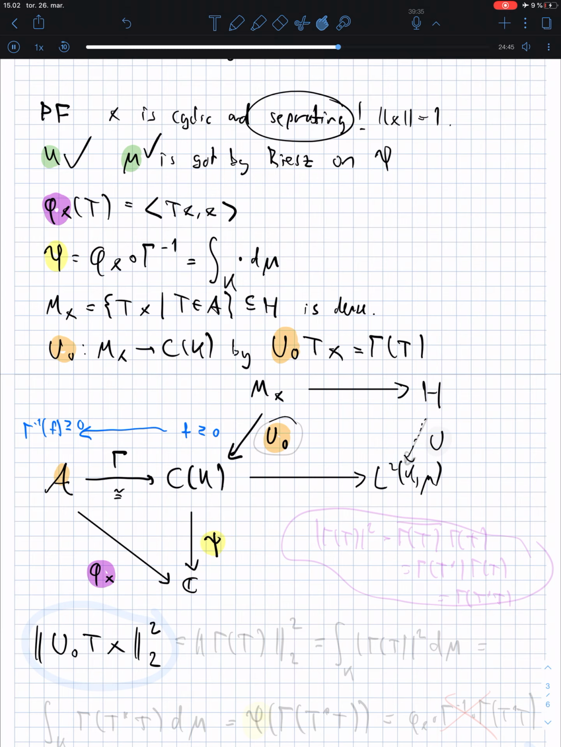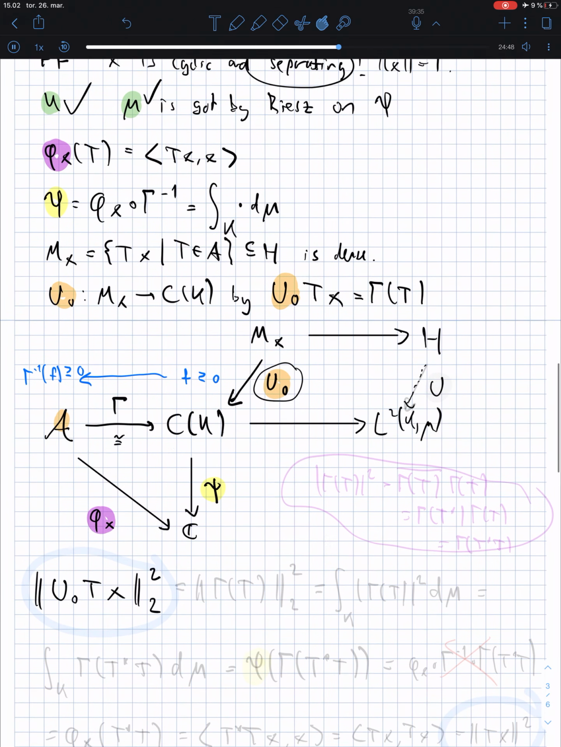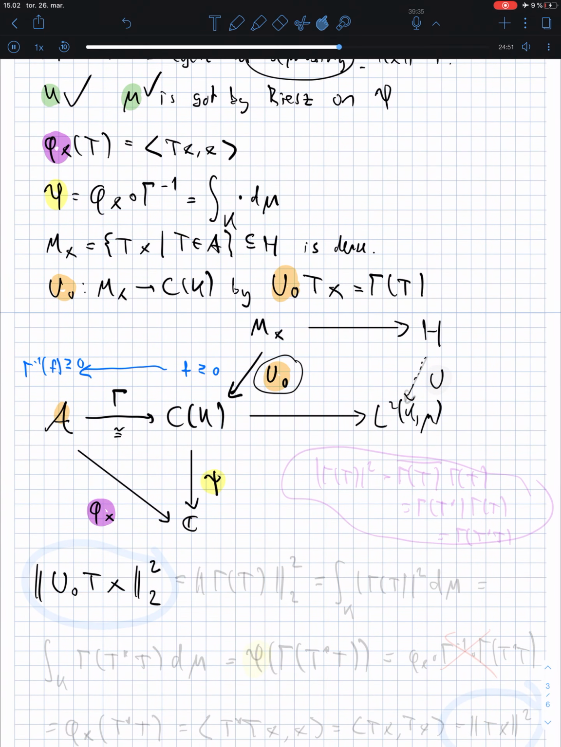All right, so I'm studying this map here, and I'm trying to see if it might be an isometry. Because if it's an isometry, then I have a really good shot at extending it to a unitary. That's the idea. So how do we check if it's an isometry? Well, we will just do a computation. So what is the definition of this? By definition, u naught Tx is just the Gelfand transform of T. So I'm talking about the squared 2 norm of that. Maybe I will try to keep this as compact as I can.